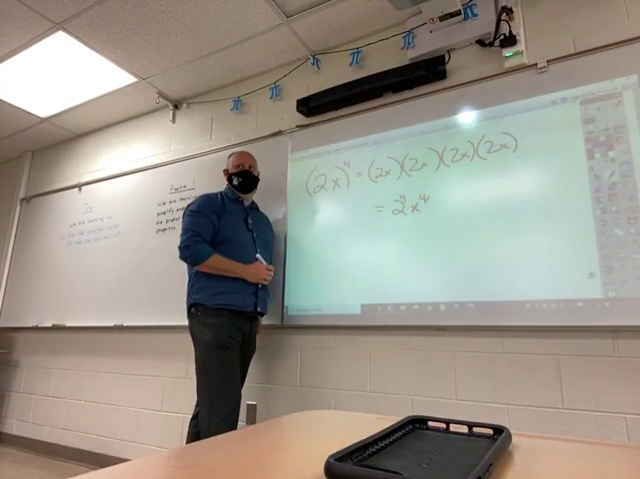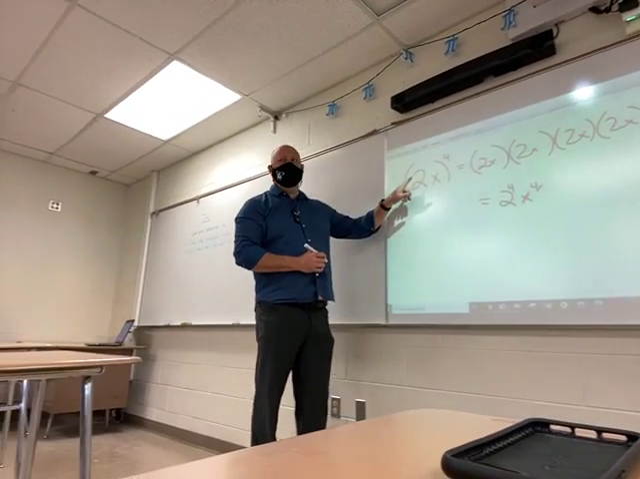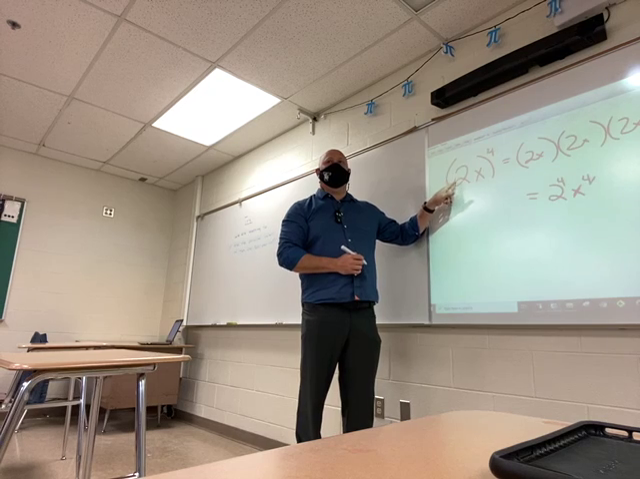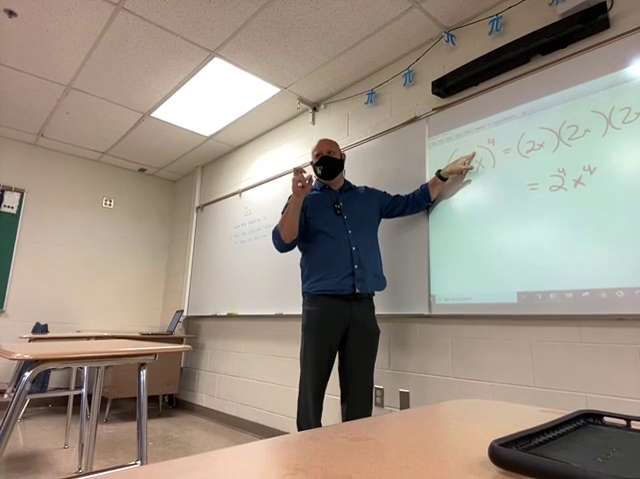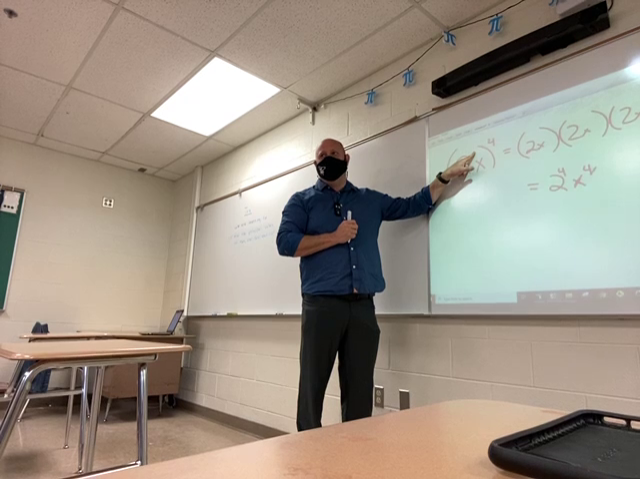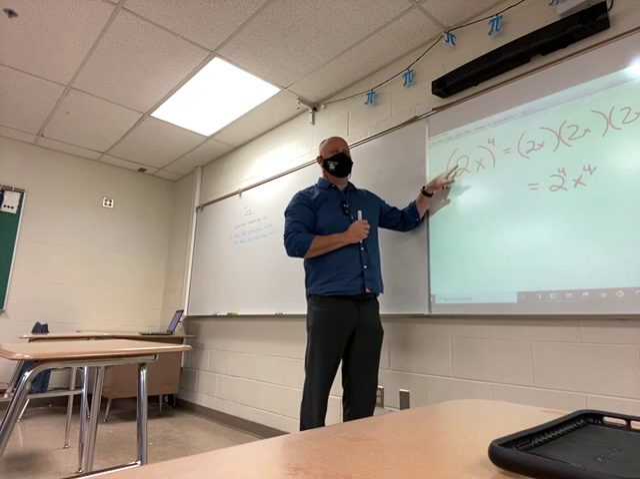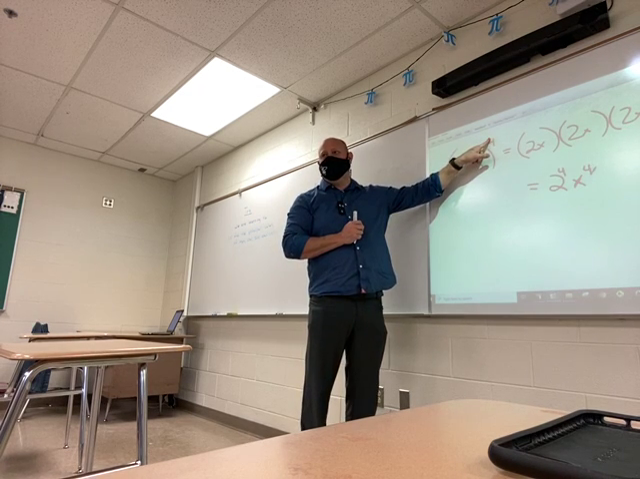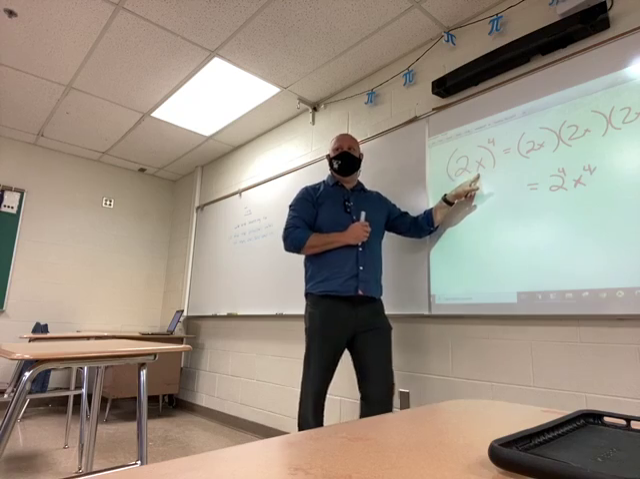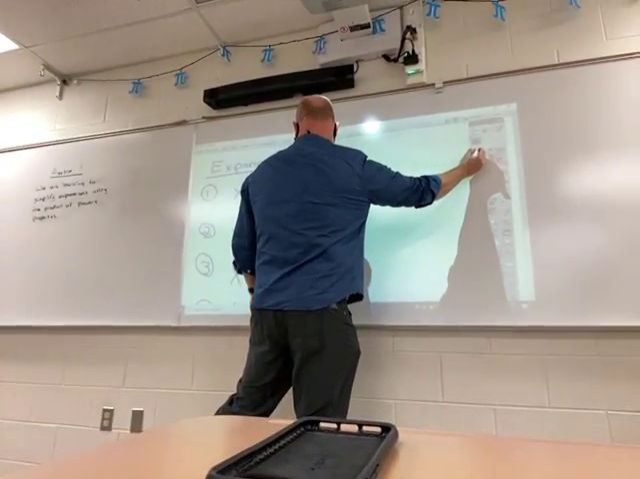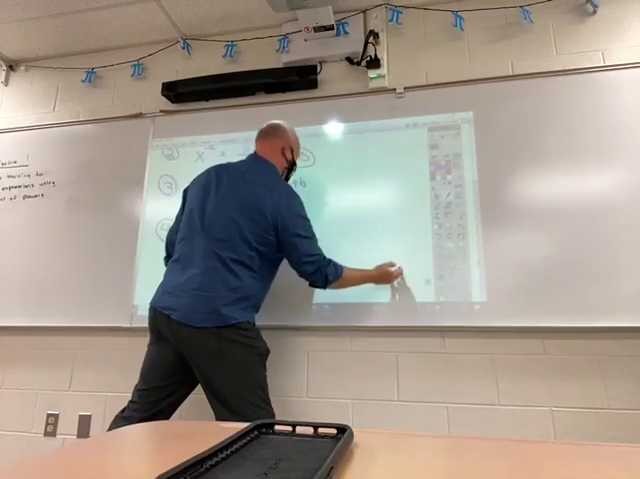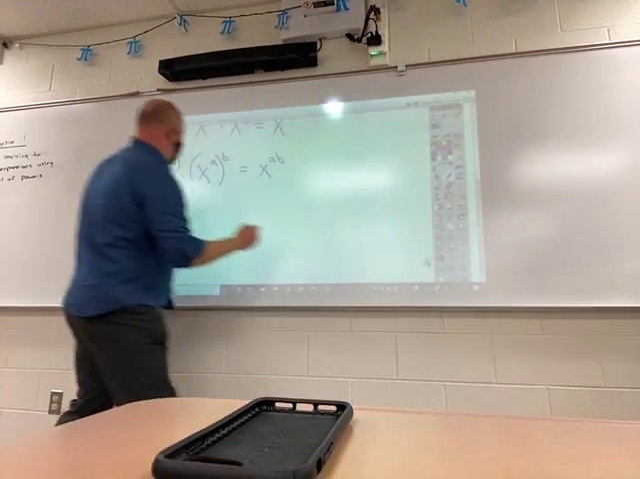4 x's. So the rule is when you have multiple things under the same exponent, you can almost think of it like I can distribute. Because the 2 gets raised to the 4th power, and the x gets raised to the 4th power. So the rule basically is this. Rule number 5.